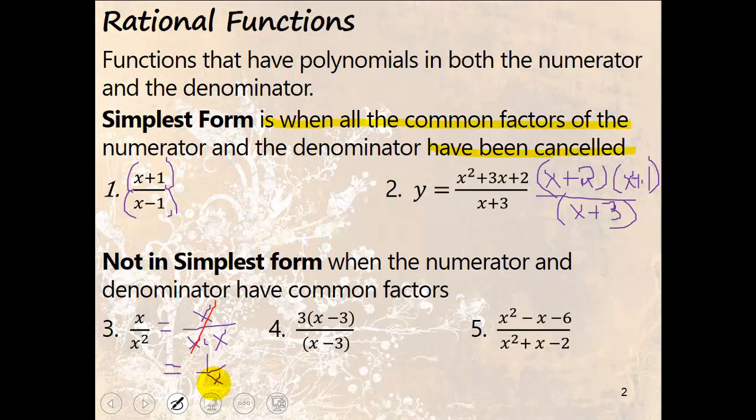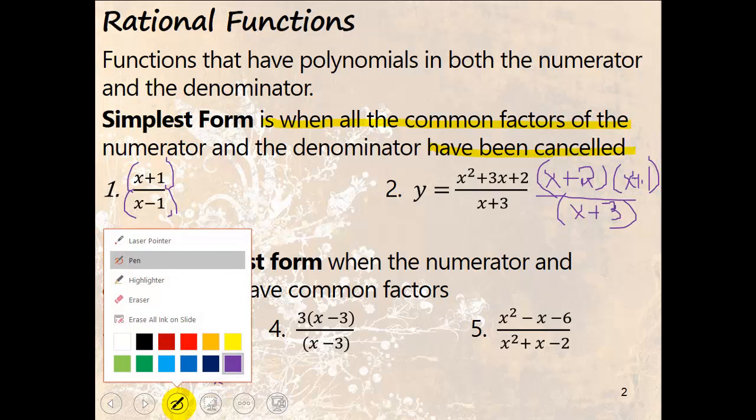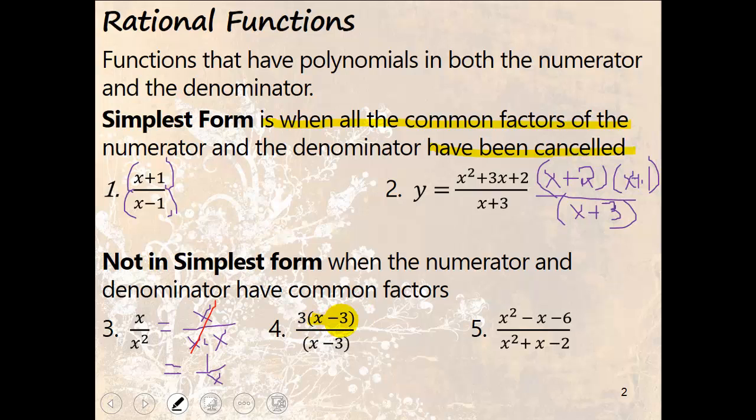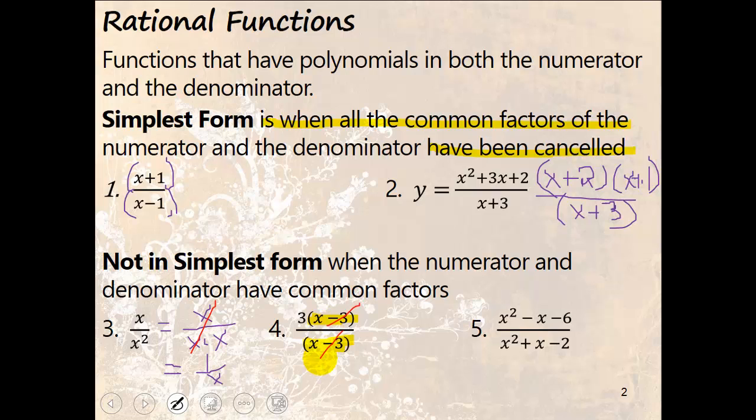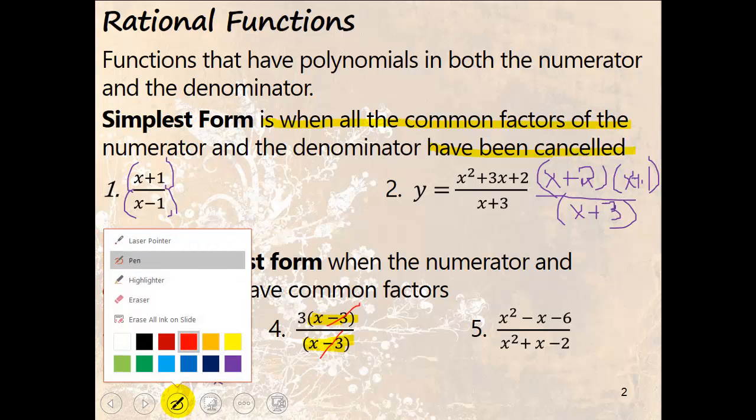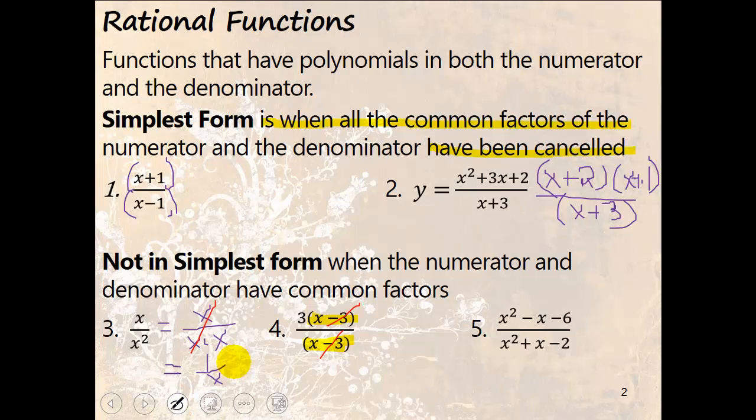Notice with number 4, I have an x minus 3 in the numerator with this same x minus 3 in the denominator. So what do you suppose I could do with those? I can cancel them because they are identical. And so an equivalent expression to this first one would be just 3. 3 is going to behave just the same as 3 times x minus 3 divided by x minus 3.